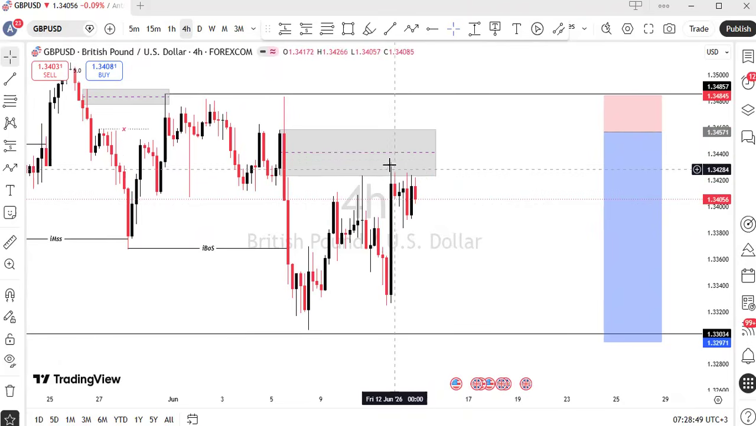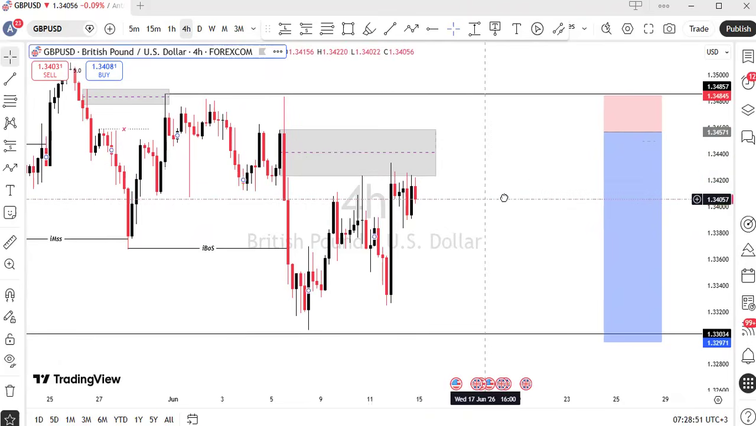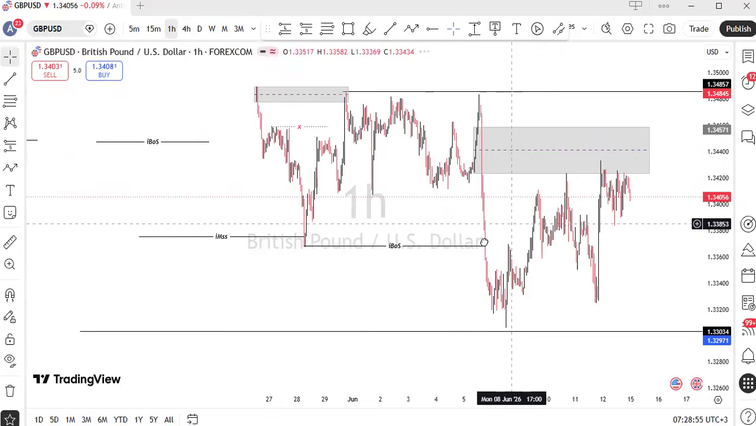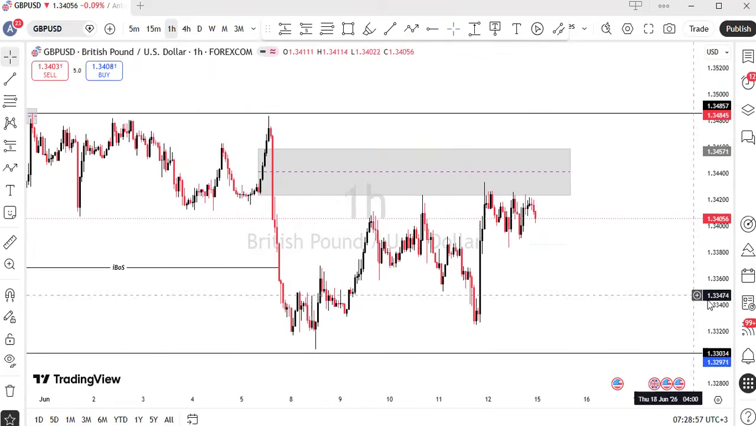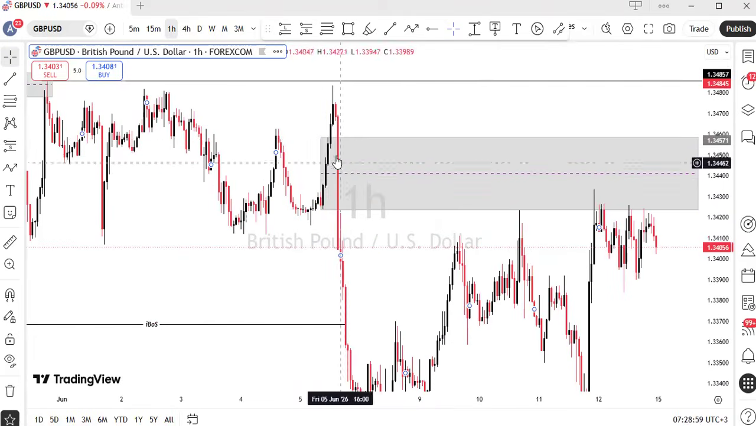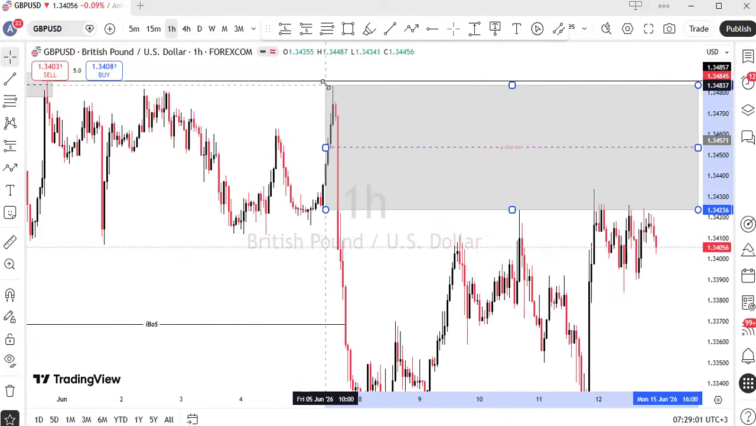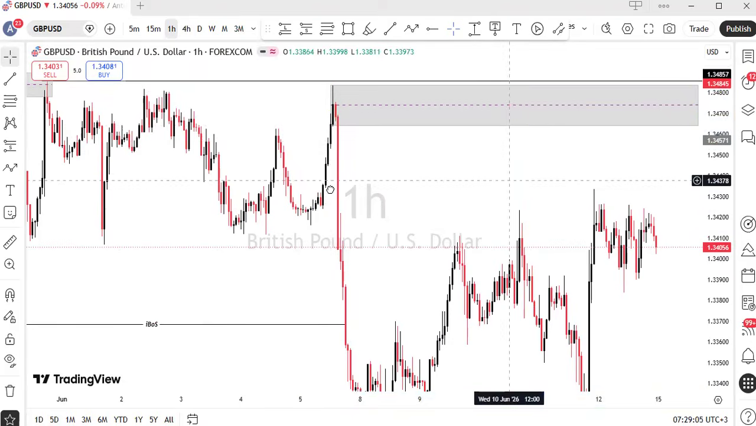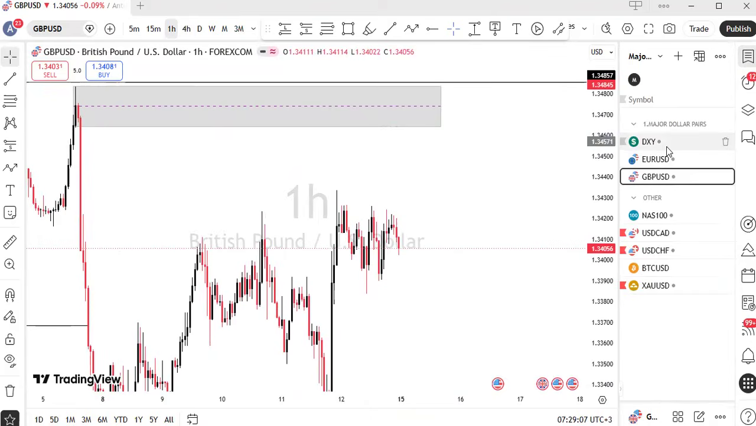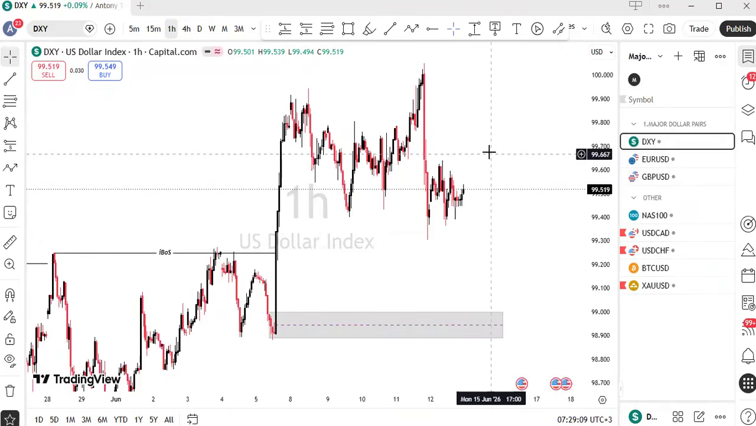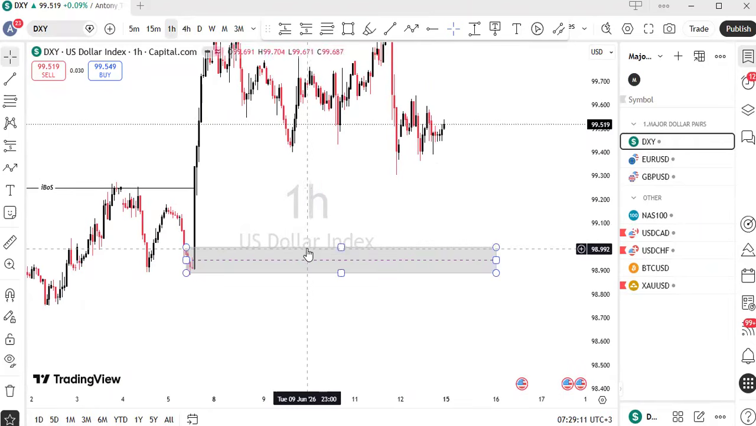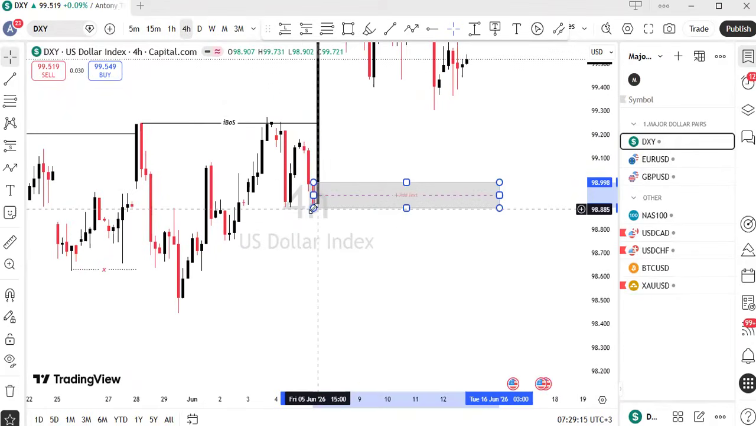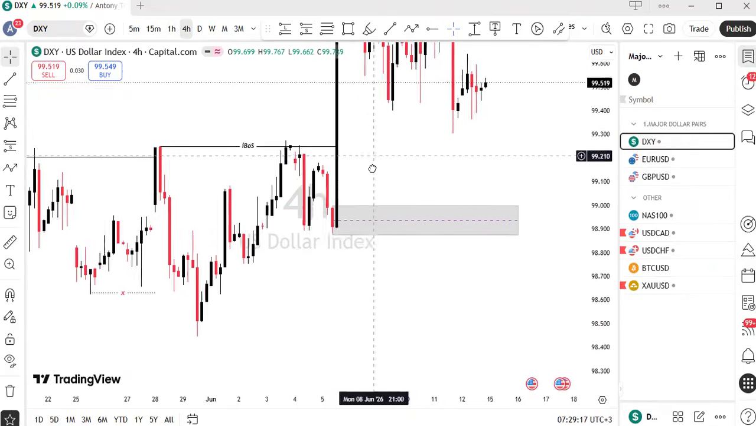Although this pair has already tapped to this area, that is why I'm trying to refine my point of interest from the 1 hour time frame, right? And from the 1 hour time frame, this is where I have my point of interest. The reason I'm doing this is because if you look at the DXY, it has not yet come to this point of interest, right? Even when you go to the 4 hour time frame, you can see very clearly that this is your order block, right?